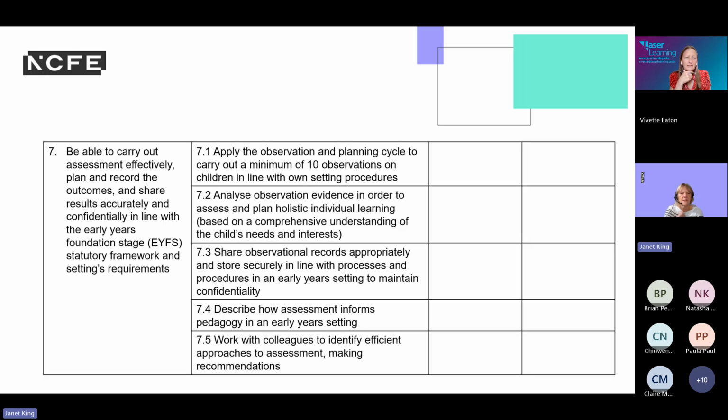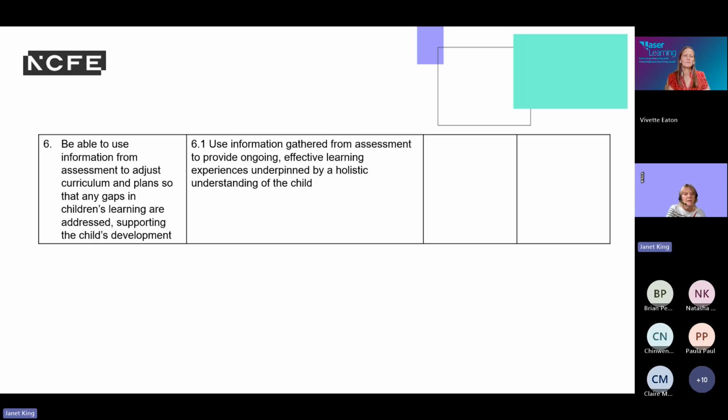Right, here we go. So we are here then, we're looking at analysing observation evidence in order to assess and plan holistic individual learning based on a comprehensive understanding of the child's needs and interests. So we're thinking about what we would do next. We're describing how assessment informs pedagogy, and we're working with colleagues to identify approaches. So that's giving us a clue that we should be at least making those sort of judgments and thinking about those next steps. You might start with an activity.